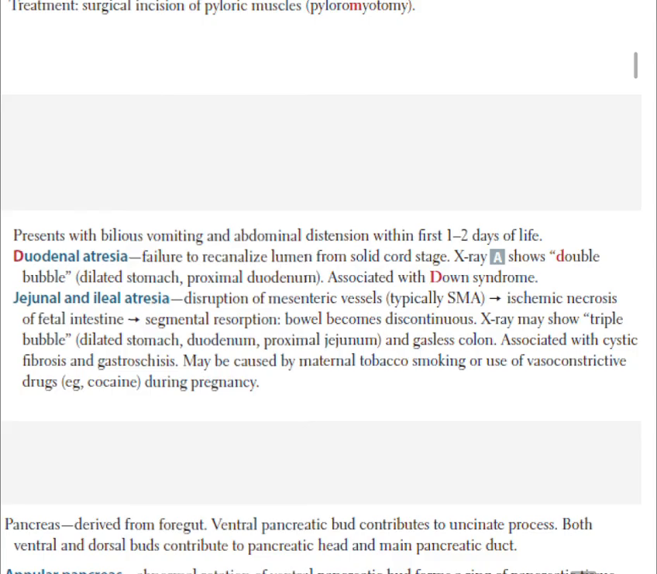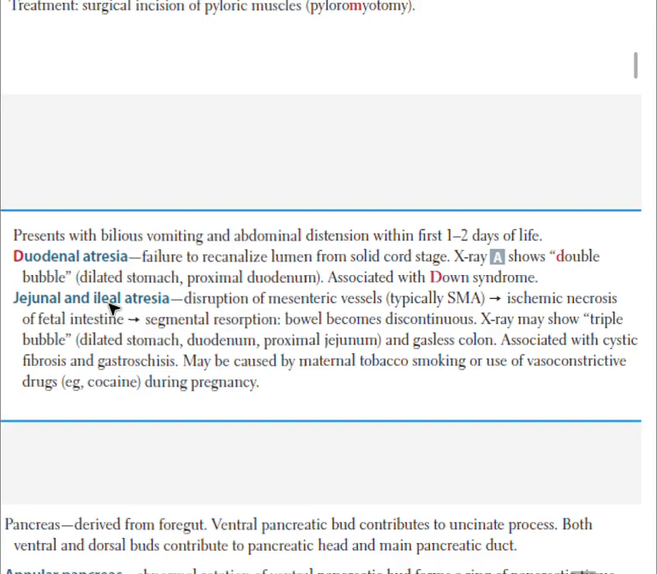And that's not a recanalization problem, right? So in jejunal and ileal atresia, there's disruption of mesenteric vessels, typically the superior mesenteric artery, and this leads to ischemic necrosis of the fetal intestine. There might be a segmental resorption of the bowel segment, or there may be a discontinuous bowel itself. The X-ray may show a triple bubble sign, where you see a dilated stomach, a duodenum, and the proximal jejunum, and then the colon is gasless. Why is the colon gasless? Because proximal to the colon you have the obstruction, so that gas cannot move on, right?